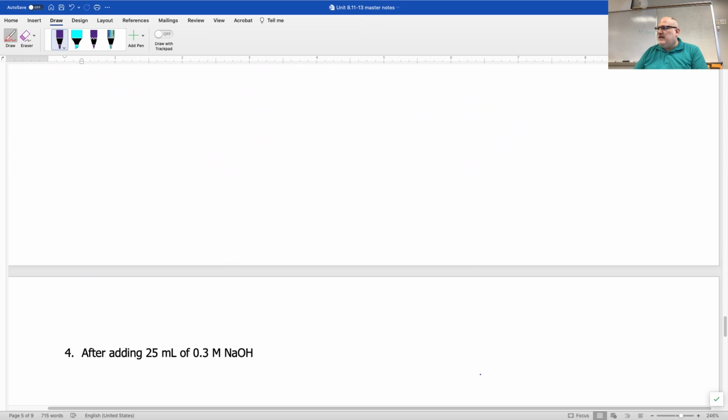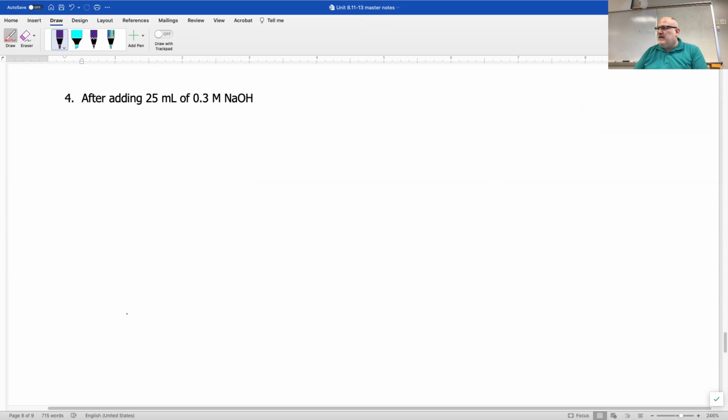So our third point is going to be at the equivalence point. And I'm going to go through this a little bit more quickly, and you can see the steps of how we figured out the millimoles afterwards. But this is our ICE table. We're going to add in our OH minus into this, and we're going to end up with F minus and H2O. Now, initial, what reacted, and our final.